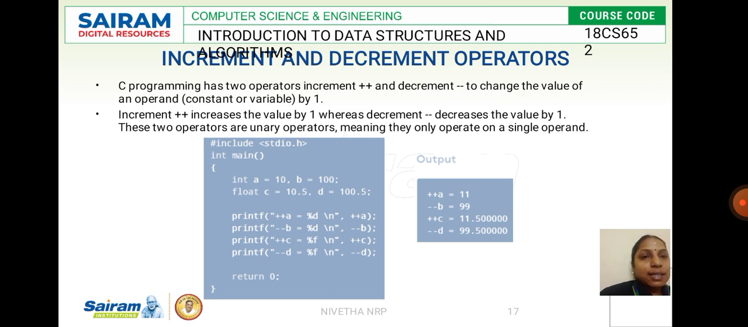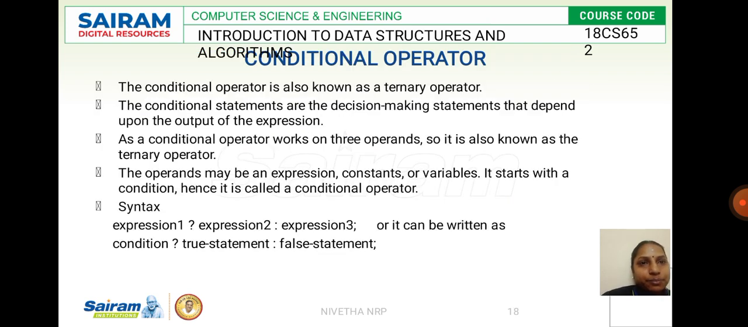b is 100. What is the second statement? Minus minus b, that is, decrement b. So I decrement it and I have to print the values. It is 99, plus c, float. So 10 becomes 11, I have to add 1 to that, and decrementing 100 becomes 99. This is an example for increment and decrement operators.